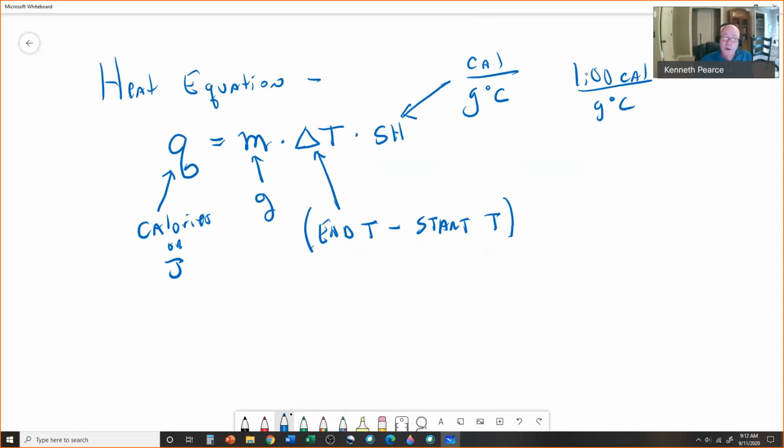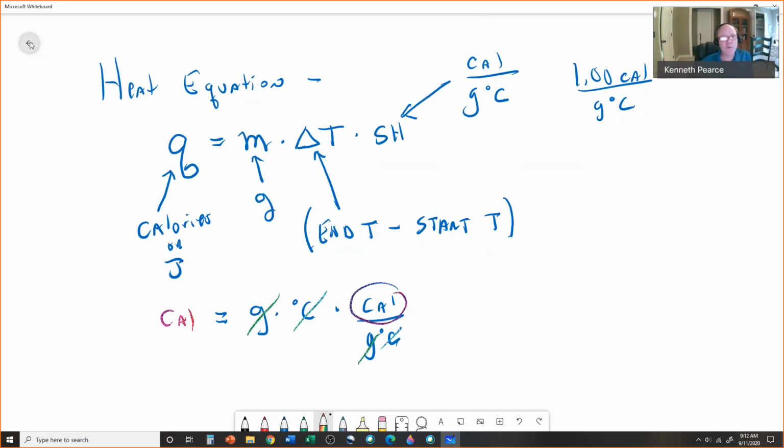Now, if you set this up right, all the units are going to cancel except for the calories that you're looking for. If we were to put in just the units, you would see grams times degrees Celsius, that's the change in temperature, times calories for every gram degrees Celsius. Then you see that grams cancel, degrees Celsius cancel, and you're left with calories, which is what you're after in the first place. So that's the heat equation. And so you can calculate how much energy it takes to heat up something or to cool something in calories.